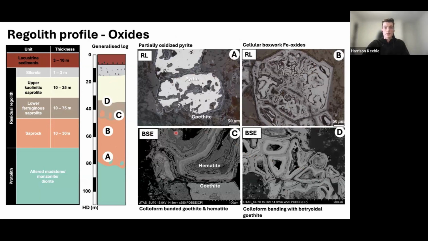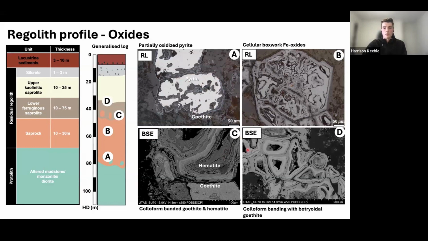You can see here I've labeled them A through D, and you can see where they're located on the log and the depths. The first texture, which is the most uncommon, was the least oxidized, the partially oxidized pyrite. You can see that here with some very weathered pyrite with a rim of goethite around it. This is found in the lower saprock where the extent of oxidation isn't as great. Then we have the most common texture, the cellular boxwork iron oxides. This is common right throughout the profile, as I mentioned.